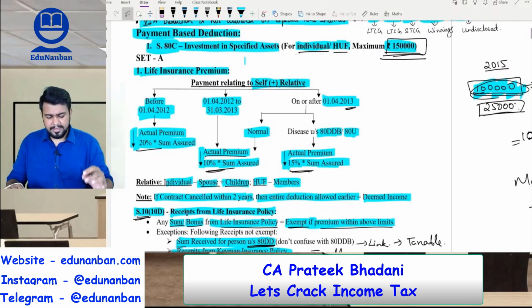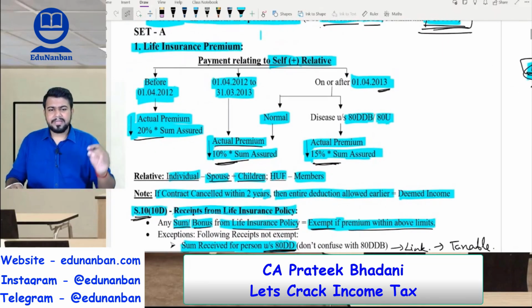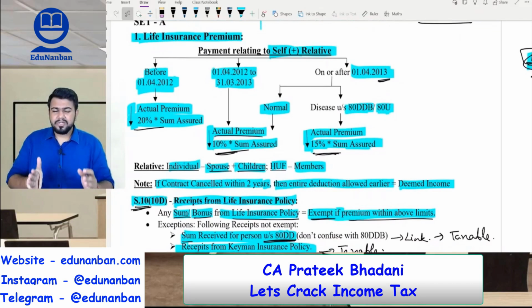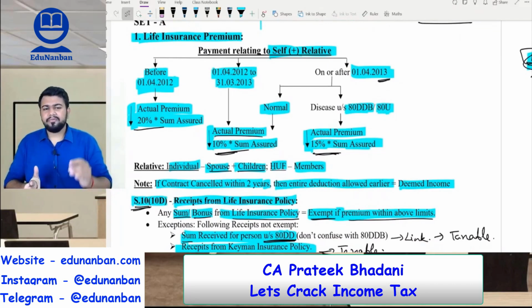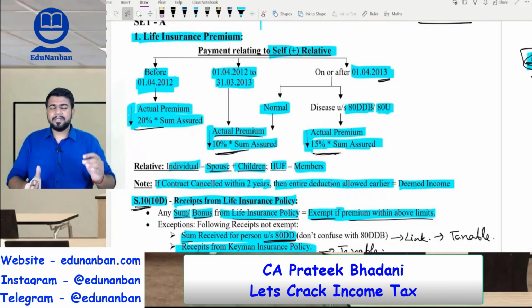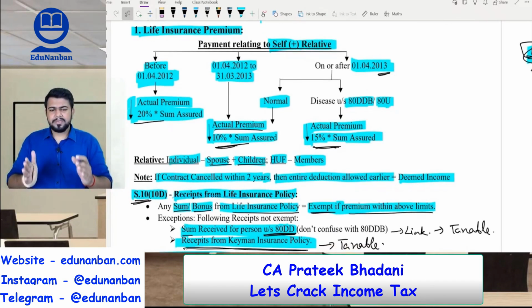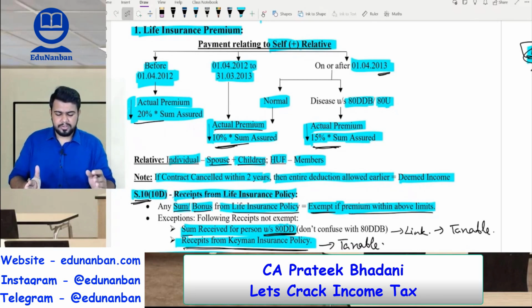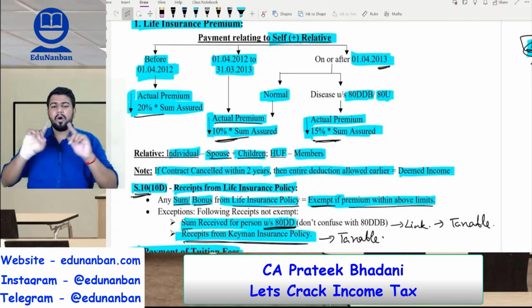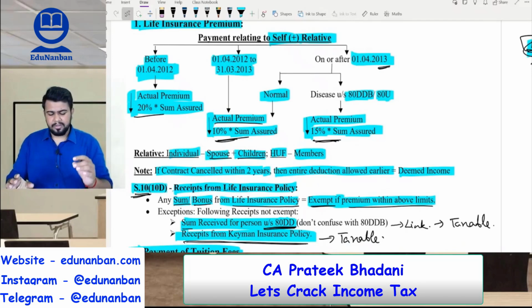Then life insurance premium is allowed only up to the limits. What are the limits? If the insurance policy is taken before 1/4/2012, then the limit is actual premium or 20% of the sum assured, whichever is lower. If the policy is taken after 1/4/2012 up to 31st March 2013, then for all the life insurance policies it will be actual premium or 10% of sum assured, whichever is lower.